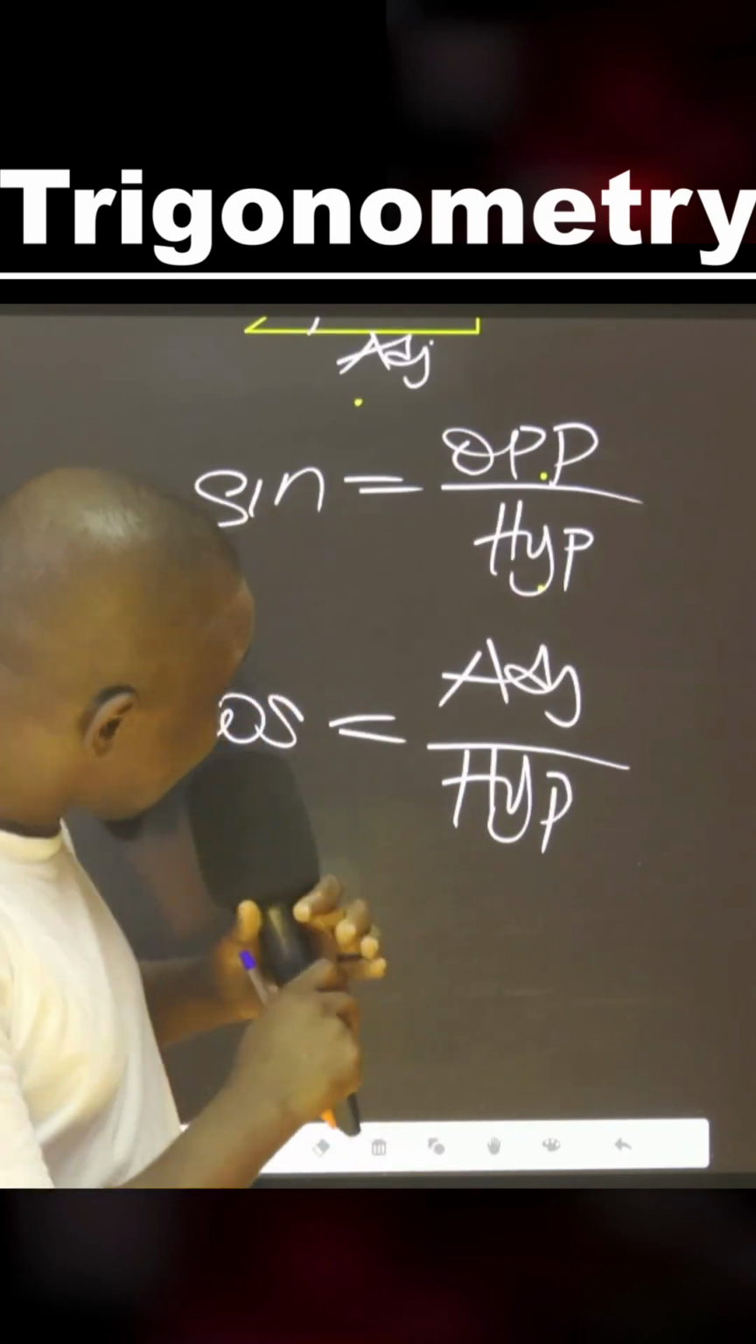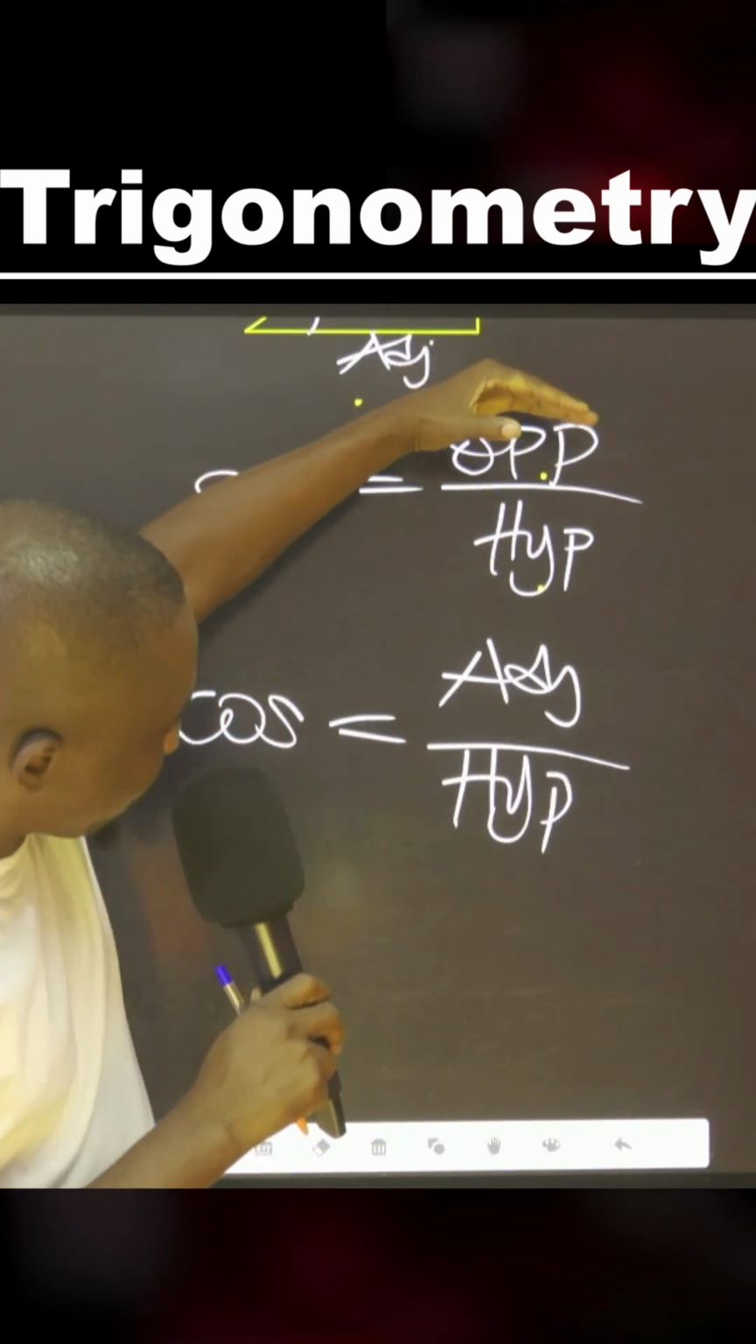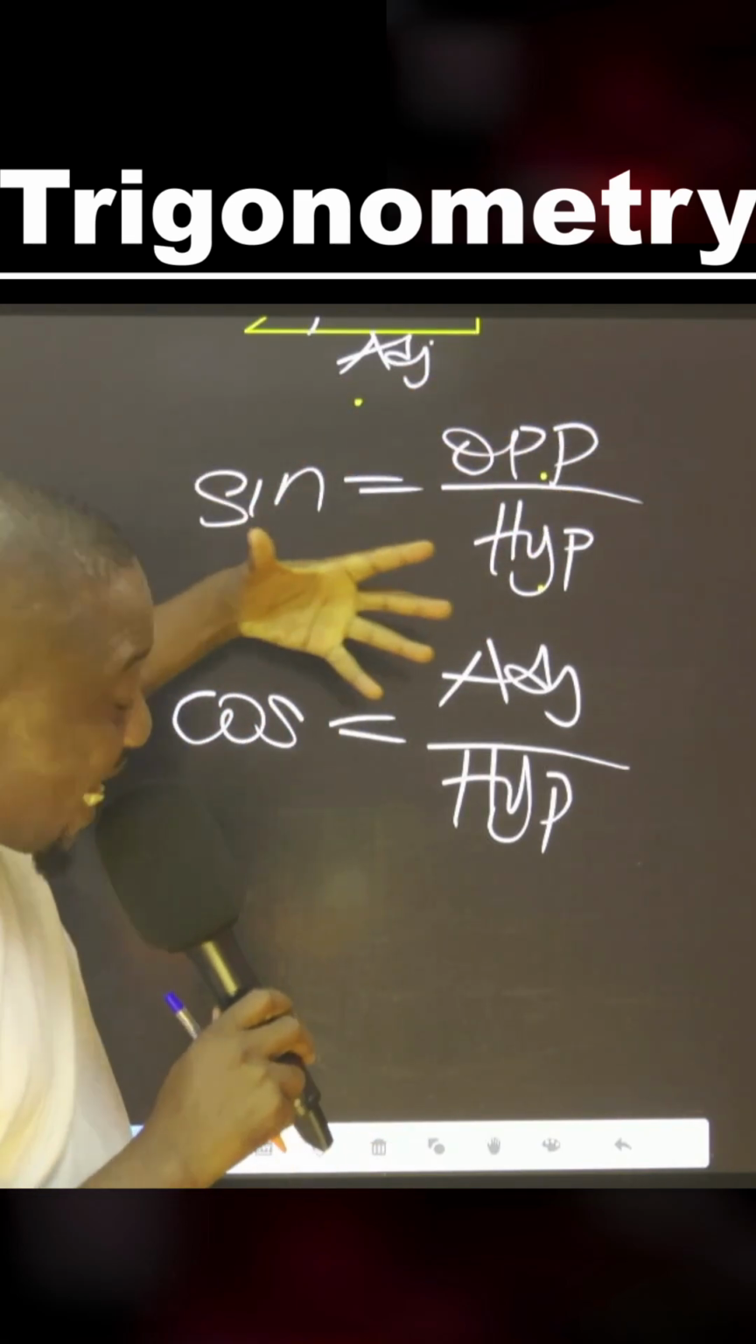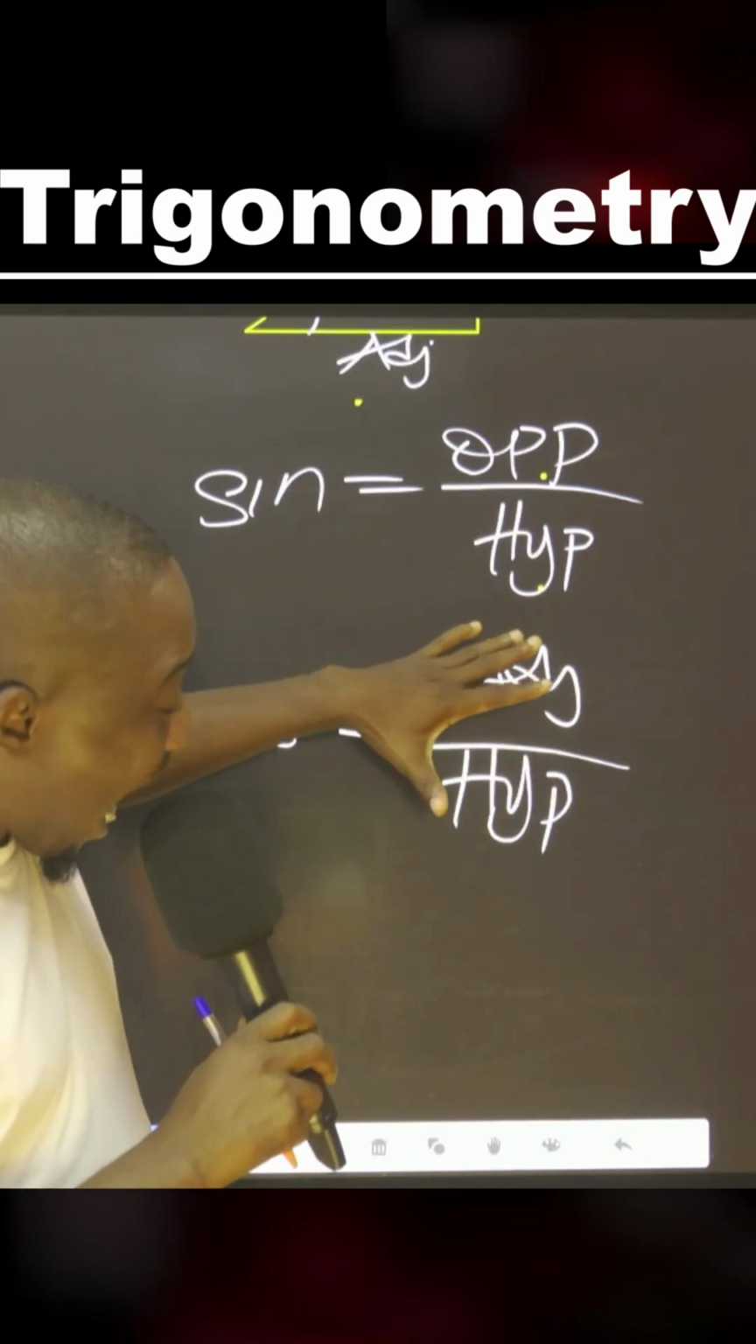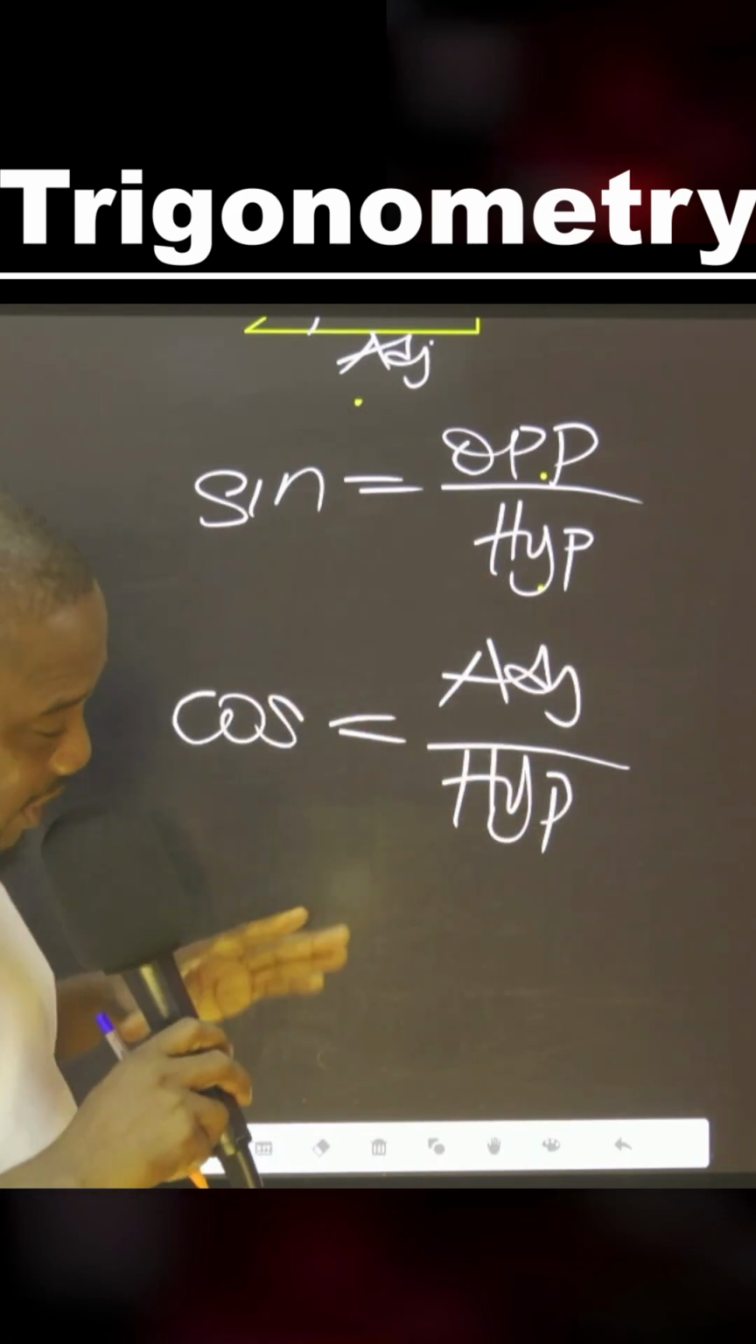The way this hypotenuse is carrying this opposite, the same thing hypotenuse is carrying adjacent. Another way you can look at this is relationship. There's a relationship between opposite and hypotenuse here when it comes to sine. There is a relationship between adjacent and hypotenuse when it comes to cosine.